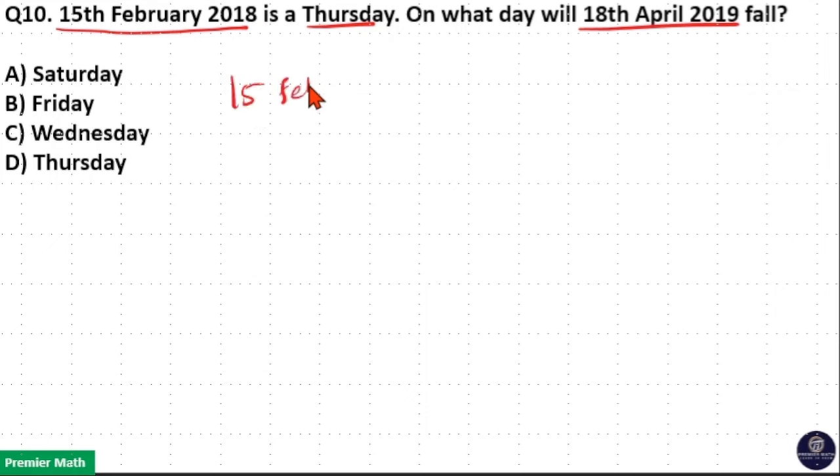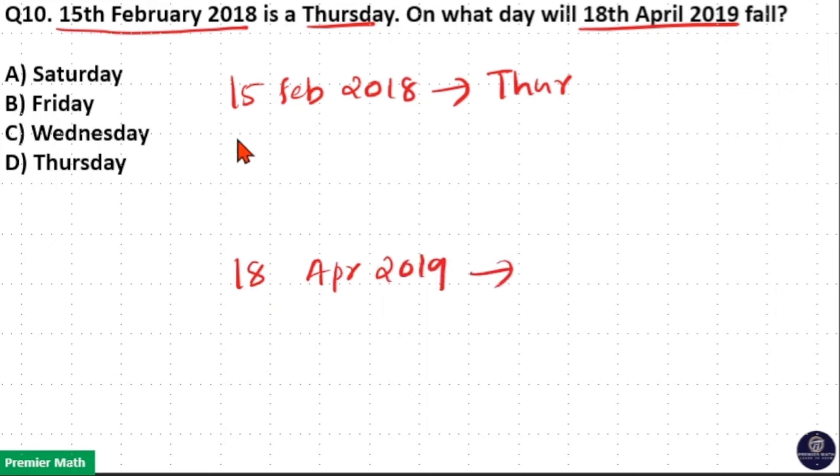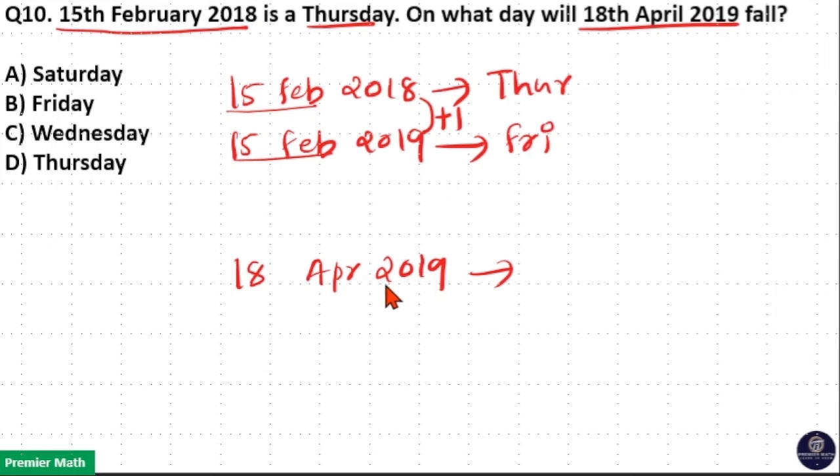15th February 2018 is a Thursday. Now we have to find out the day of 18th April 2019. Before that, I will find out 15th February 2019 because I have equalized date and month. Now just take the odd days between 18 and 19. 18 is a non-leap year, which means only one odd day. Then 15 February 2019 is Thursday plus 1, Friday.